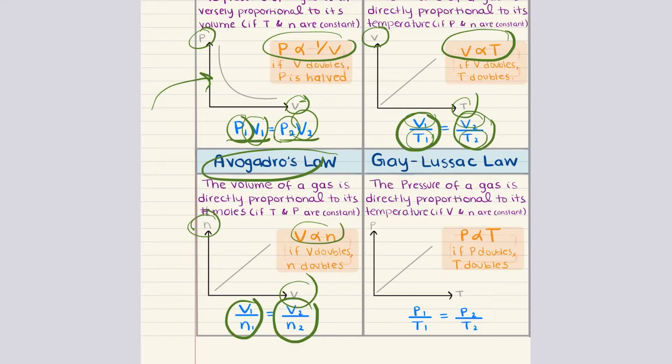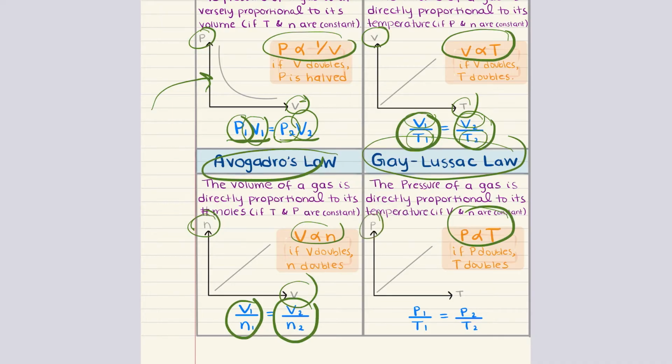Now last, but certainly not least, we have Gay-Lussac's law. This law states that the pressure of a gas is directly proportional to its absolute temperature. I want to remind you that when we say absolute temperature, we're talking about the Kelvin scale. And this is true when the volume and the number of moles remain constant. So this implies that an increase in temperature will result in a proportional increase in pressure, and vice versa. Increasing pressure will also increase temperature.